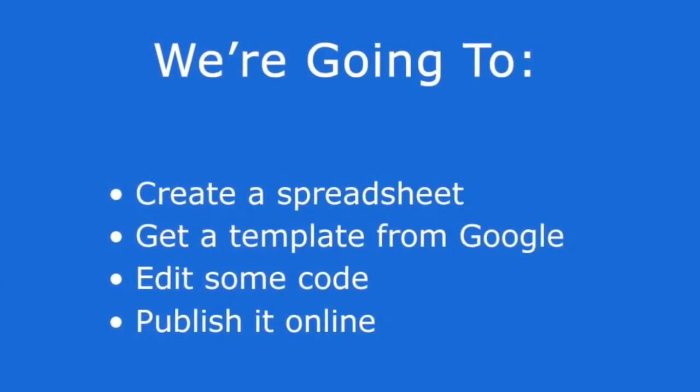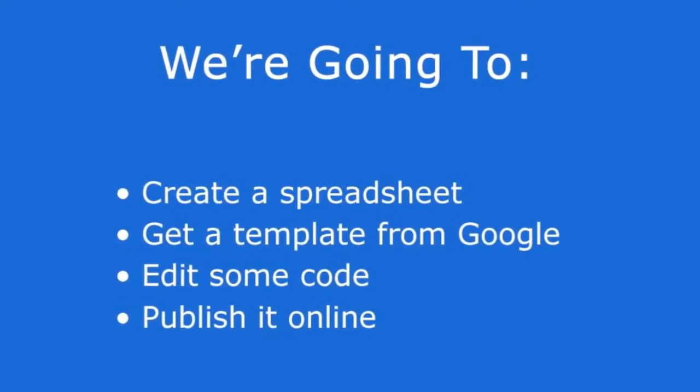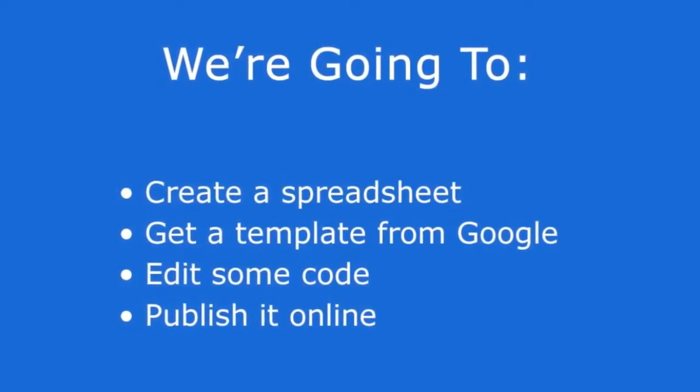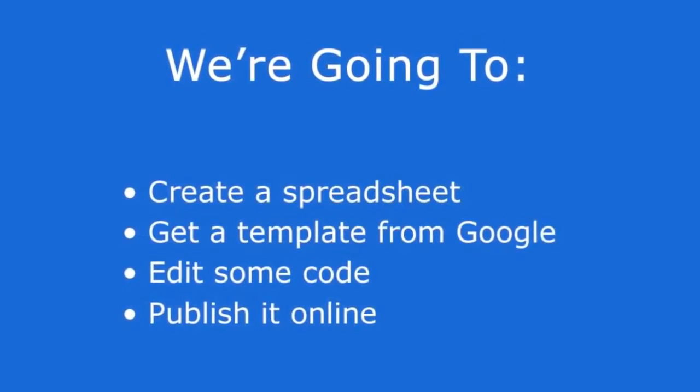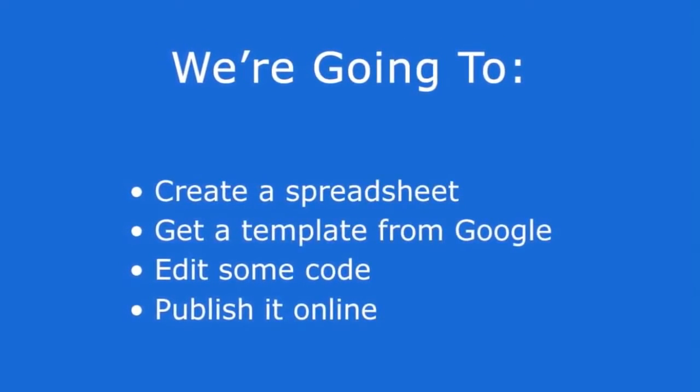We're going to do four things. We're going to put some data in a spreadsheet and publish it so Google can access it. We're going to grab an HTML template that Google provides for making these. We're going to edit 4 lines of code. And finally, we're going to put it on a website.